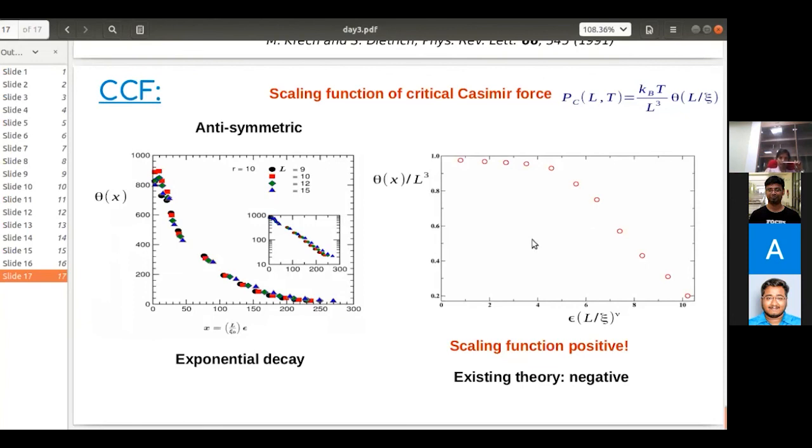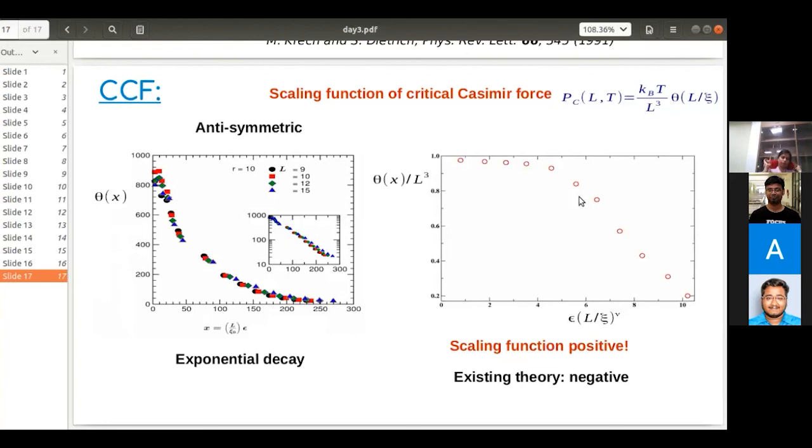If I look at the second plot here, this is for a symmetric wall. The point to note is that the scaling function is positive, which means it's a repulsive force. But the existing theory, which comes from renormalization group calculations, predicts that the force is actually negative. So the question is, what happens suddenly? The analytical theory predicts that the force has to be negative, or attractive, but what you are getting now is positive, which means repulsive. Why do they contradict each other?